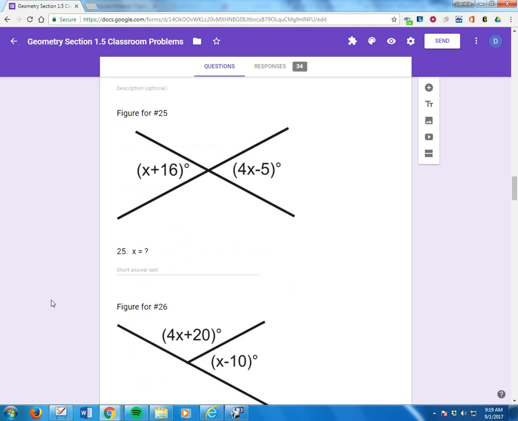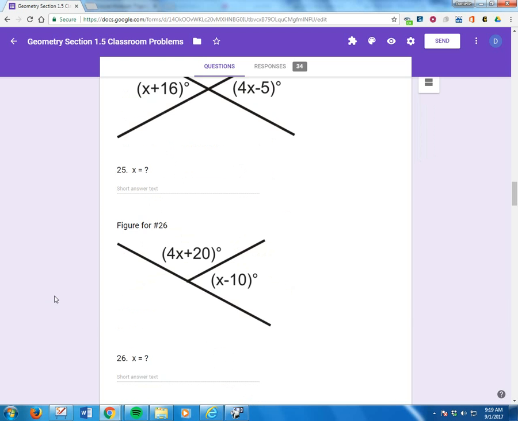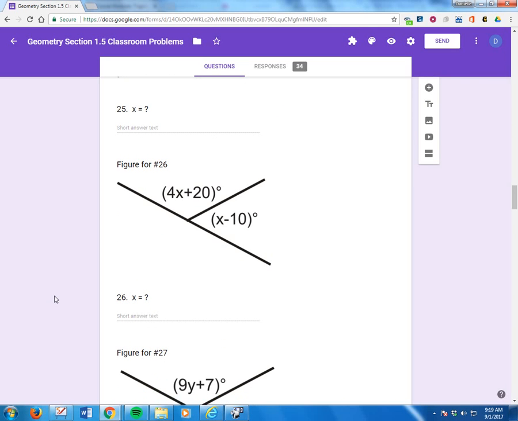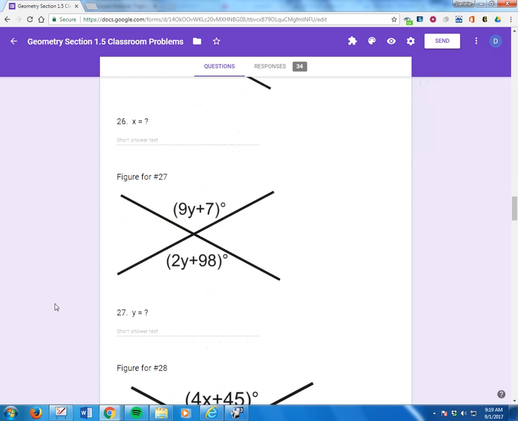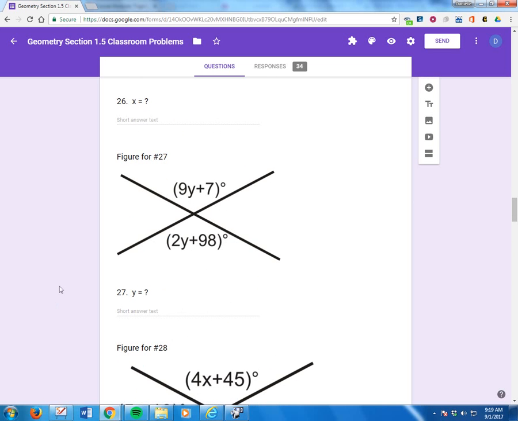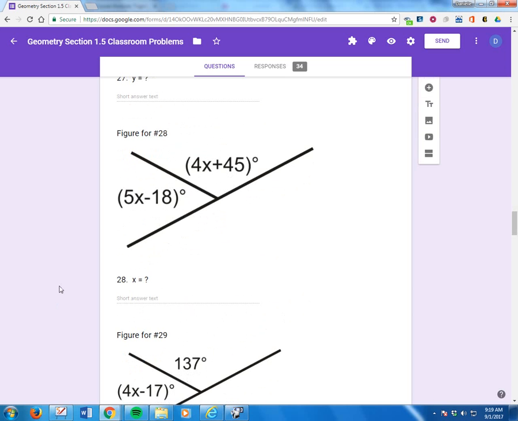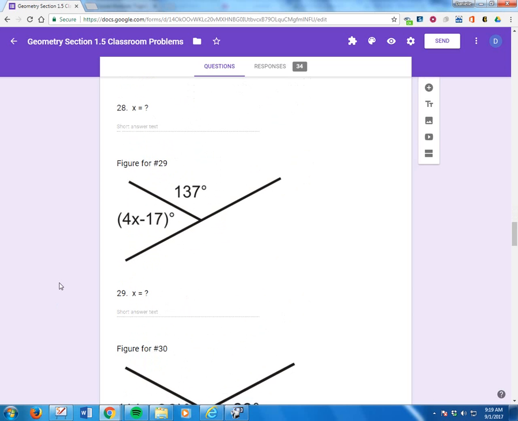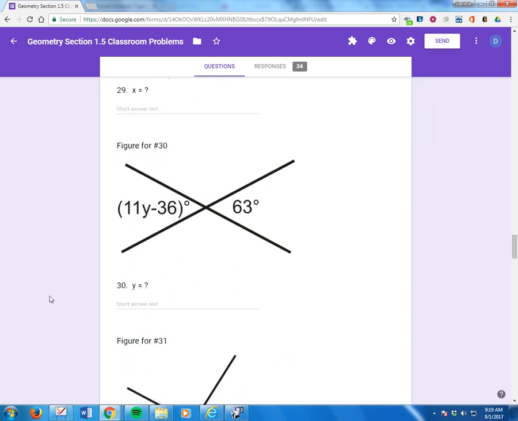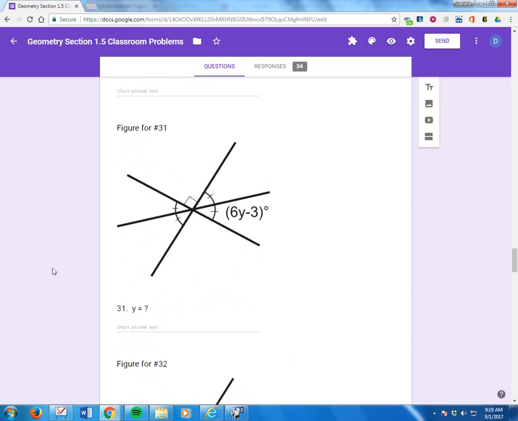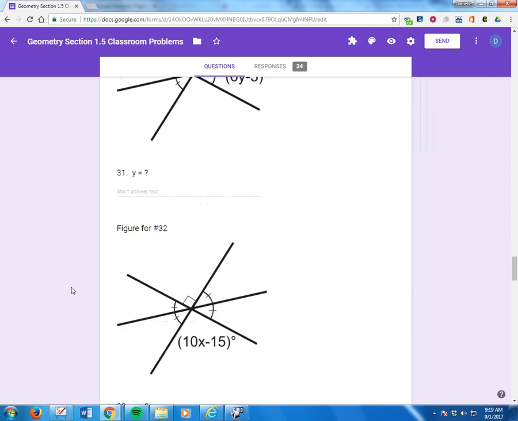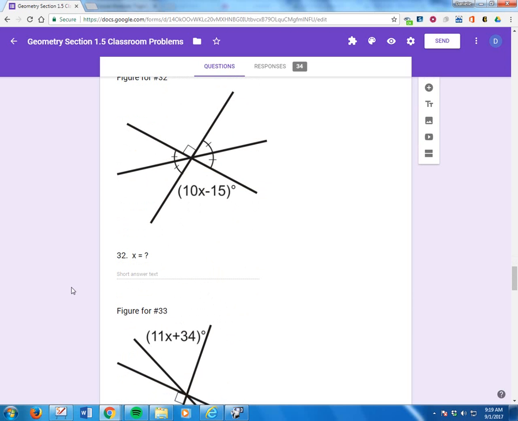Here, you'd set these equal to each other and solve. Here, you'd add them up and set them equal to 180 and solve. Equal and solve. Add up to 180 and solve. For a problem like this, we know each one of these is equal to 45, so we just set this equal to 45. And here, we know this is equal to 90.